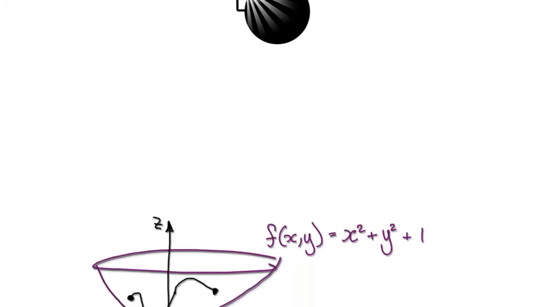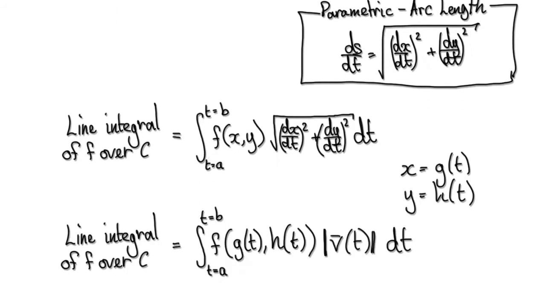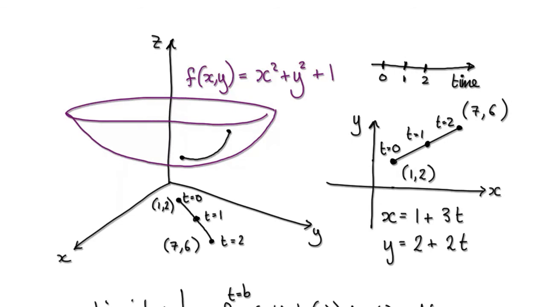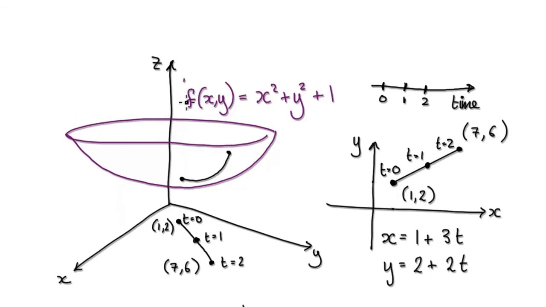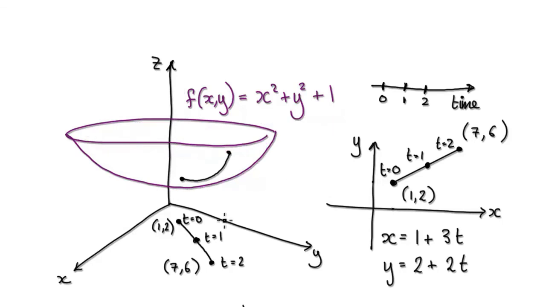Following on from the previous video, I will now give you an example of a line integral. So let's say we're trying to work out the area underneath this surface. We've got a surface here, and we're trying to work out the area underneath this surface along this particular path. So you start at (1, 2). This is your domain here. This point here is (1, 2), and this is (7, 6), which is this point here.